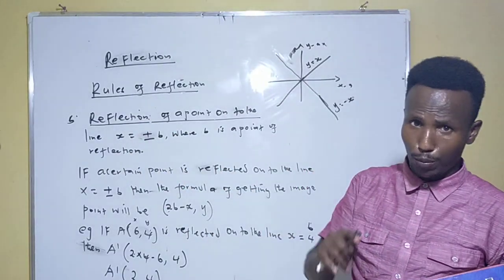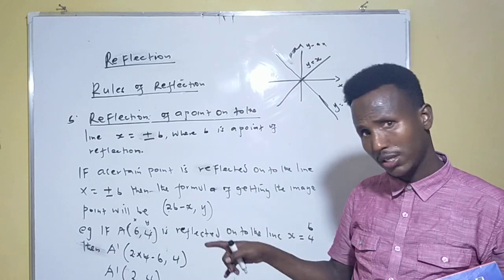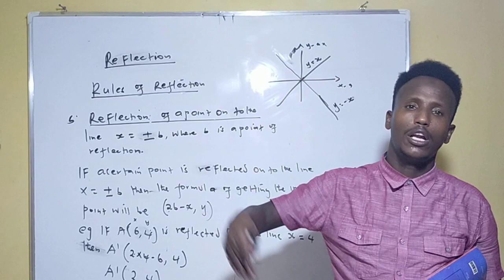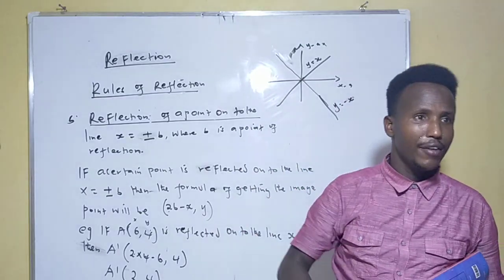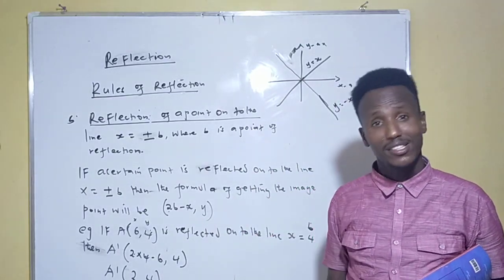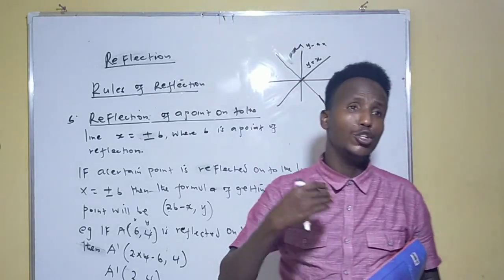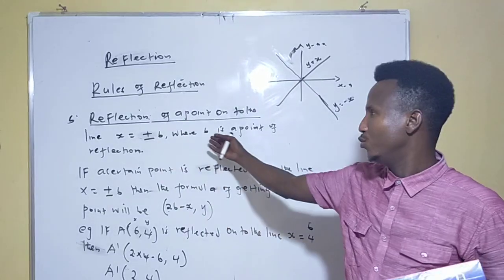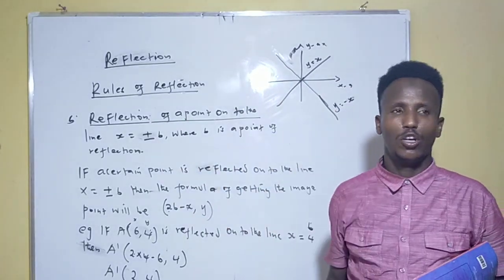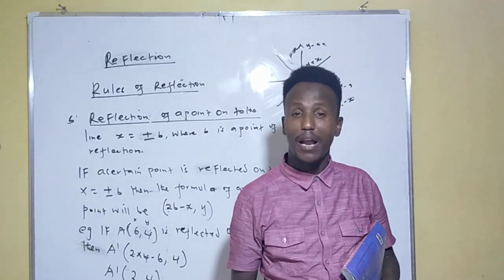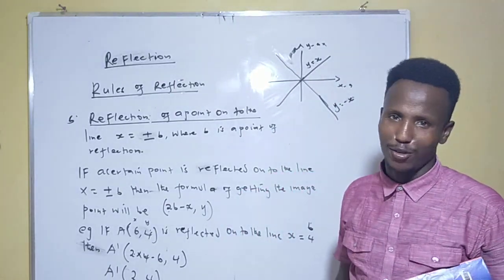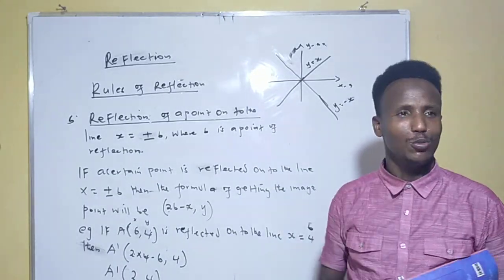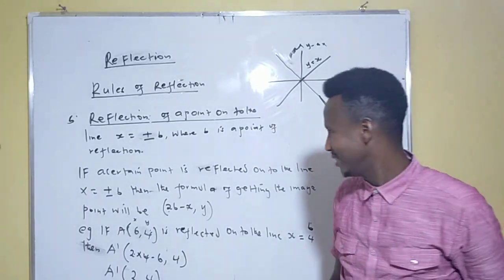We started from rule number 1, which was what? Reflection of a point onto the x-axis, followed by reflection of a point onto the y-axis, followed by reflection of a point onto the line y is equal to x, followed by reflection of a point onto the line y is equal to negative x, followed by number 5, which is reflection of a point onto the line x is equal to plus or minus p, where p is a point of reflection. You're going to see this one. We will solve questions, but just understand these rules because they will help you during examination.